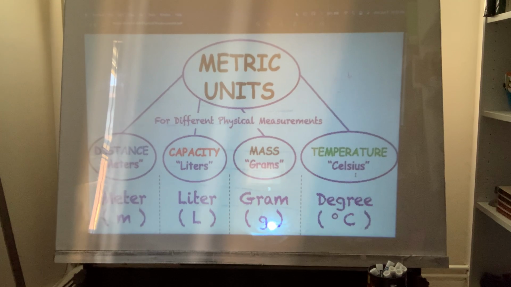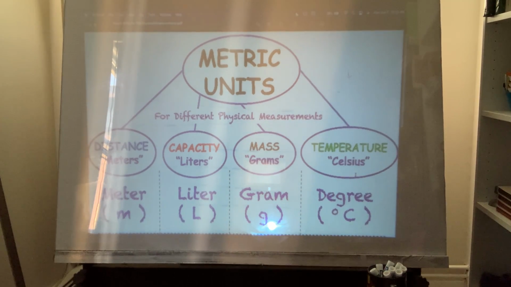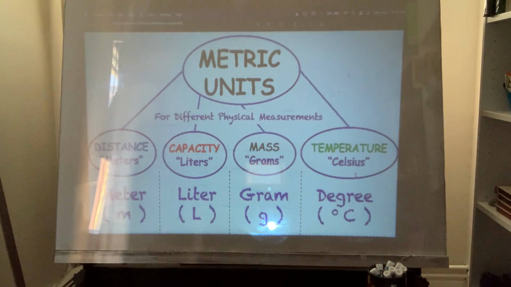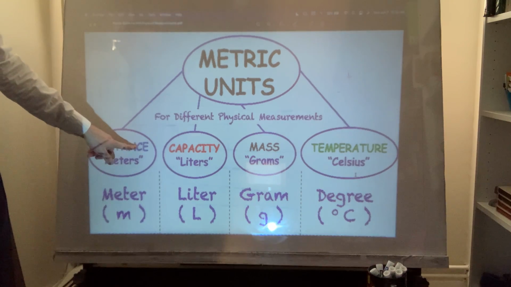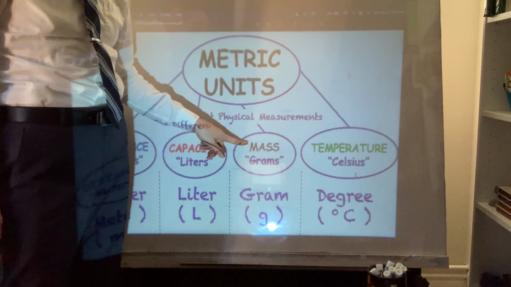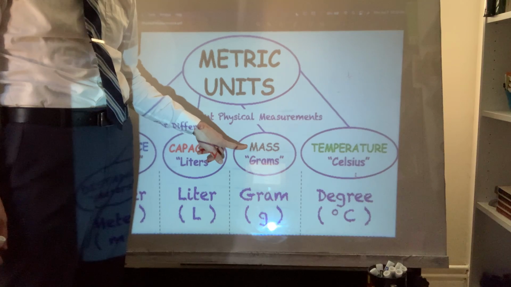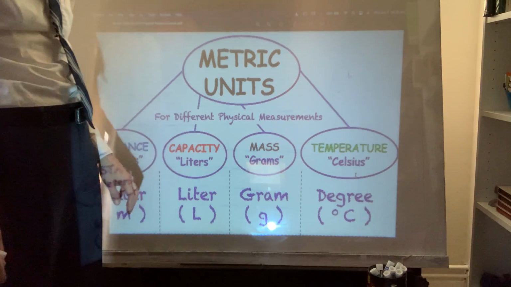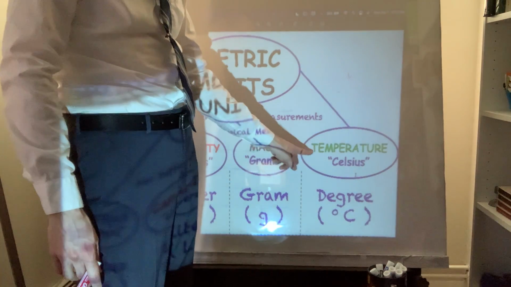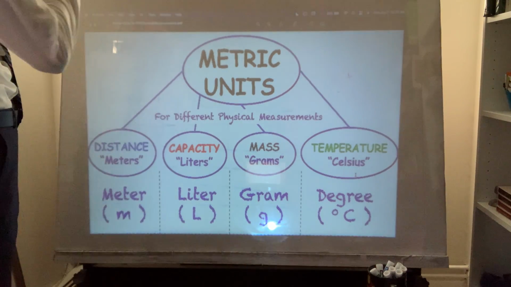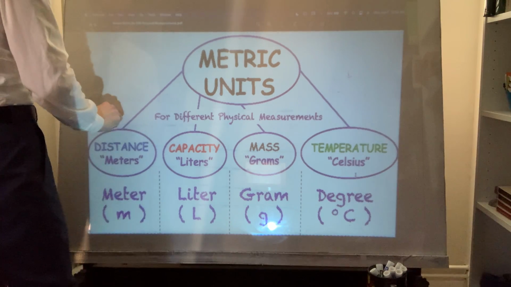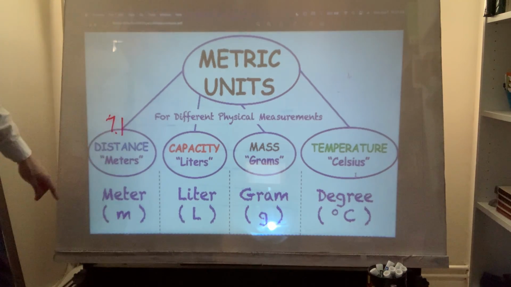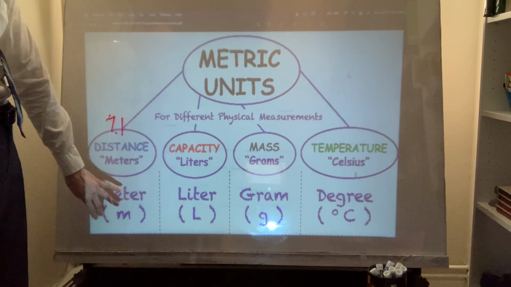Now, let's discuss this. The metric units that you're going to see, and I'm sure that you probably have already, are for different physical measurements. There's measurements of distance, right? Measurements of capacity, of mass, which is proportional to weight, but they're not the same thing, and temperature, of course. Right? The way that it's chopped up in our book, and this is the subject for today, this is section 7.1, so we're going to really just be covering distance.